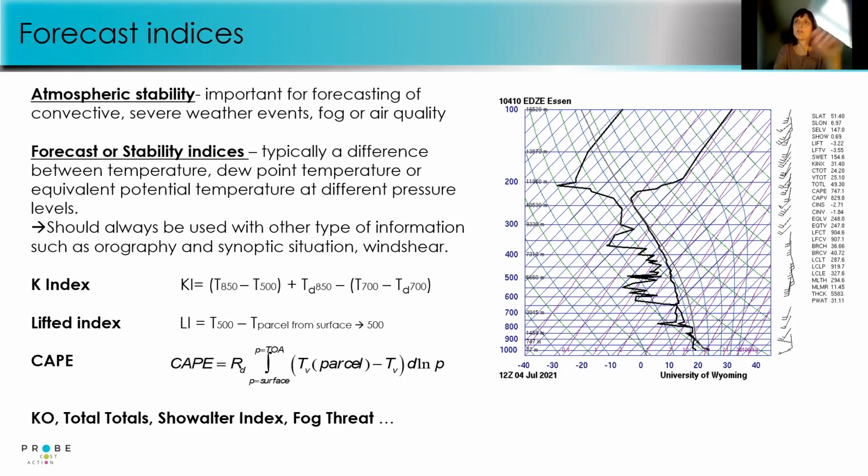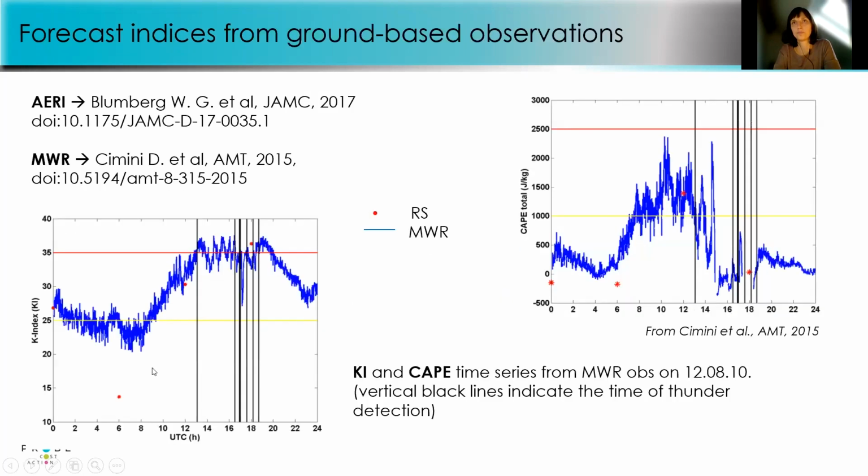The stability is determined by the vertical profiles of temperature and humidity, and in general, we can say that the larger the vertical temperature gradient, the more unstable are atmospheric conditions. So in operational weather forecasting, stability or forecast indices can be used to describe atmospheric stability with a single value. This value is typically calculated as a difference between temperature and humidity measures at different pressure levels. Here you see examples for 3 stability indices.